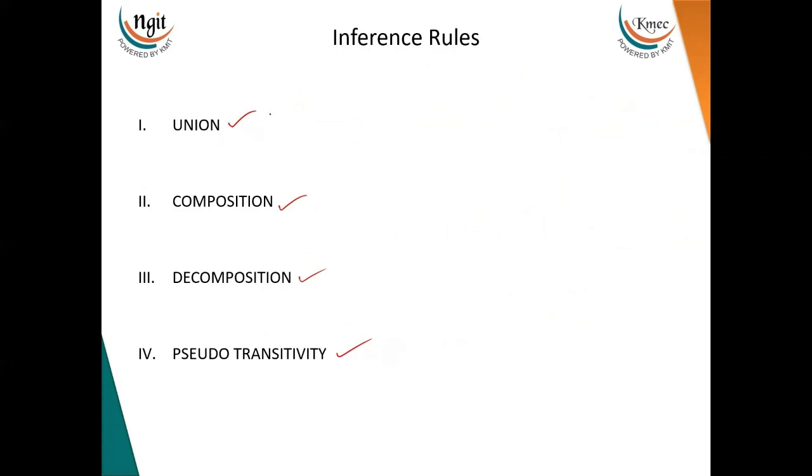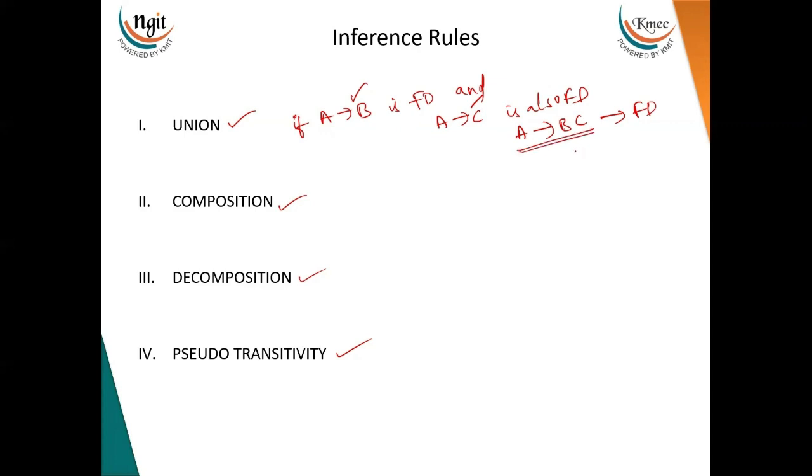Firstly, let us learn what the union rule is. If A tends to B, here A and B are attributes. If the value of the B attribute is identified by the value of the A attribute, that is functionally dependent, and A tends to C is also functionally dependent, then simply we can say that A tends to BC is also functionally dependent. Union means A tends to B, A tends to C: you combine both attributes present on the right-hand side and form a new functional dependency.